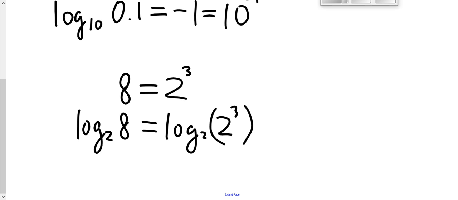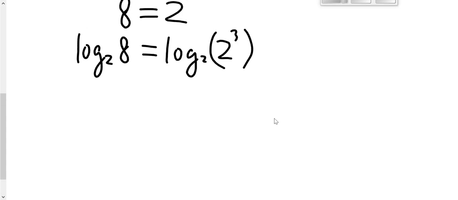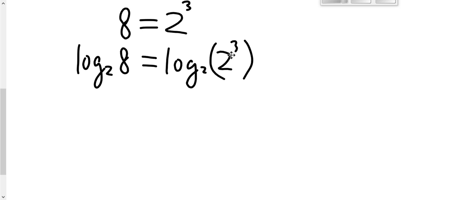I'm going to cheat a little bit by showing you something that you'll learn in the near future. So if you have something like this, the base of the log and the base of the exponent are the same. So log base 2 of 2 to the power of 3. In this case, the base of this log and the base of the exponent, if they're the same, they would cancel out like this.